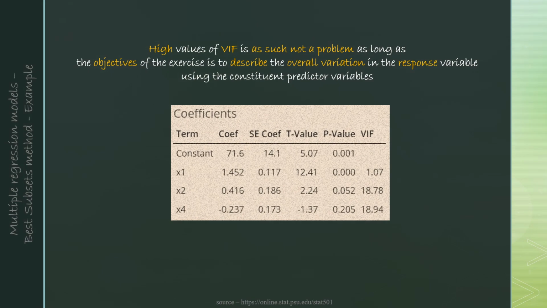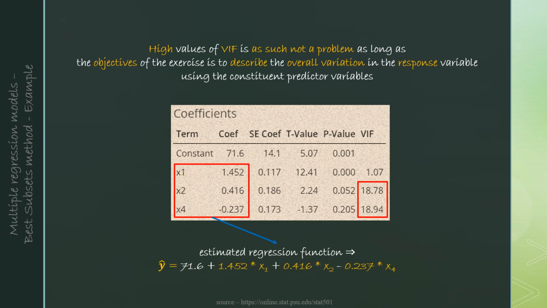High values of VIF are as such not a problem as long as the objective of this exercise is to describe the overall variation in the response variable using the constituent predictor variables. The estimated regression function in this case is given by y hat equals 71.6 plus 1.452 multiplied by x1 plus 0.416 multiplied by x2 minus 0.237 multiplied by x4.